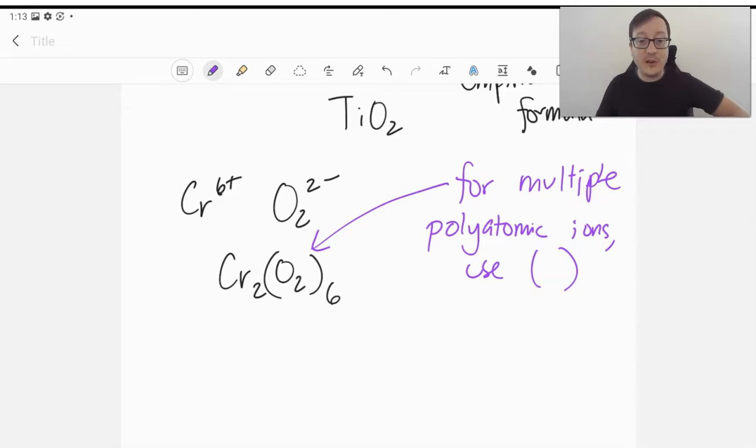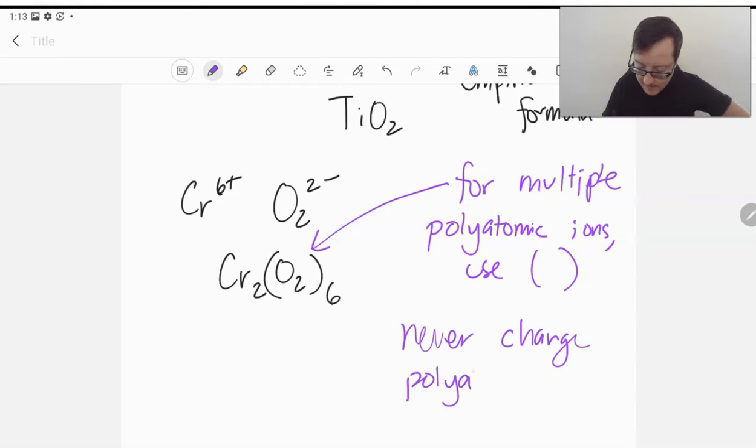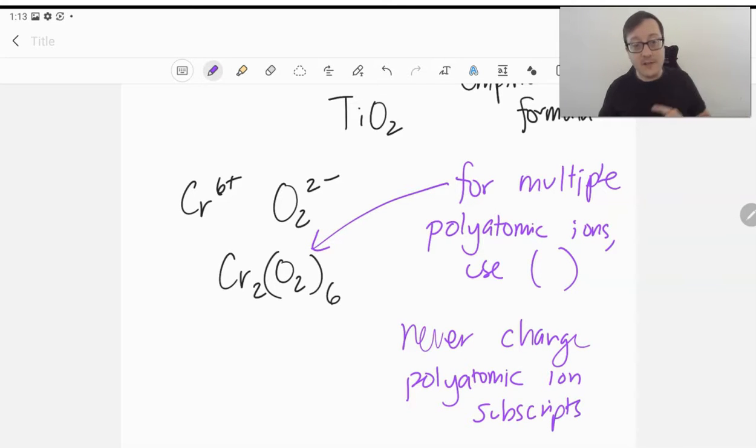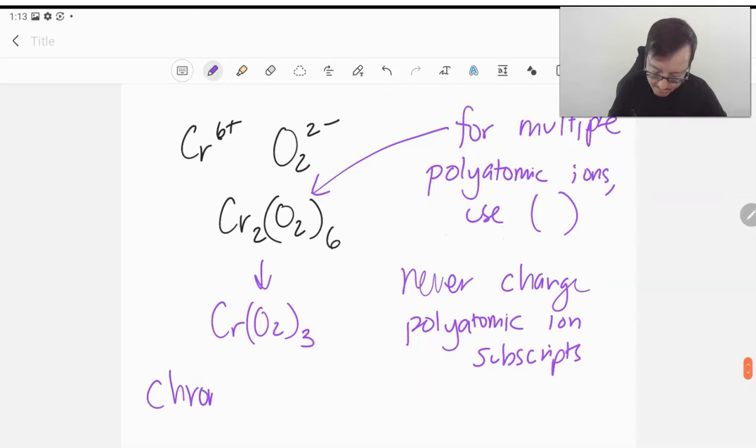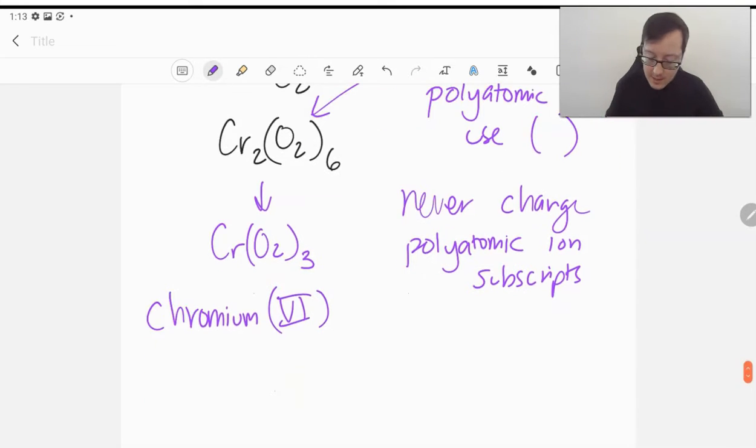It should be noted that when we're reducing this to get rid of extra numbers, never change your polyatomic ions. So never change polyatomic ion subscripts. So that's the ones within it. So O2 2 minus must always have that 2 at the bottom. We can reduce the 6 outside. That would work. So we get CrO2 3. And this would be chromium 6, which is the name of chromium 6, the ion, peroxide.